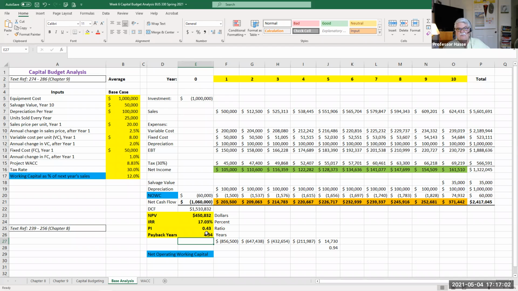So overall, this project looks like a winner. It's making in dollars $450,832 in discounted profit. That's a return of 17% when our cost of money is only 8.83%. Our profitability index is 0.43 of 1, and our payback is less than half the time, 4.94 years.